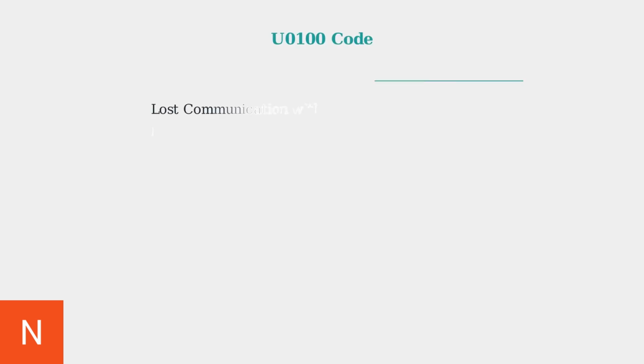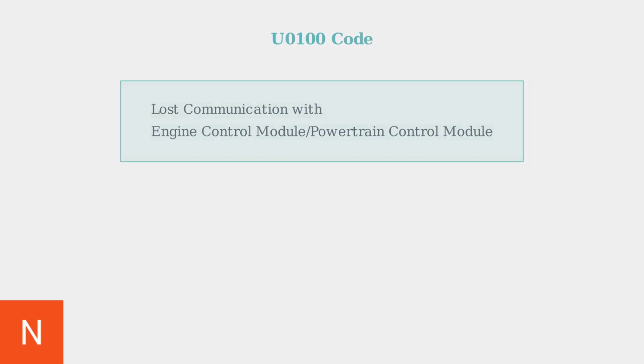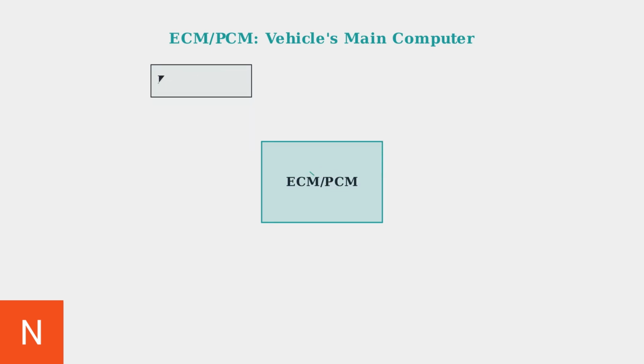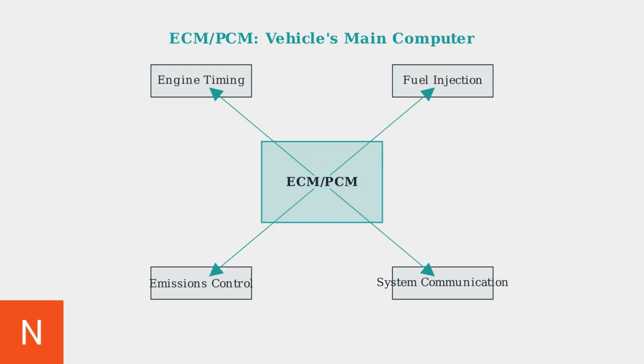The U0100 diagnostic trouble code indicates lost communication with engine control module or powertrain control module. This critical error means your vehicle's main engine computer cannot communicate with other systems. The engine control module, or ECM, also called the powertrain control module, or PCM, is your vehicle's main computer. It manages engine timing, fuel injection, emissions control, and communicates with dozens of other systems throughout your vehicle.